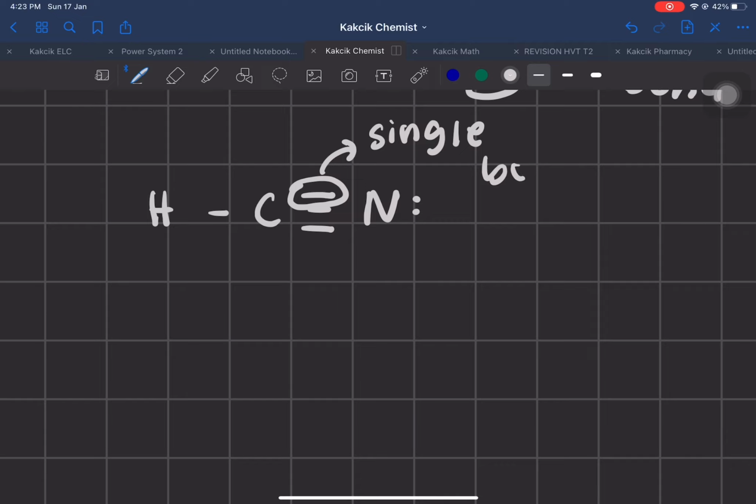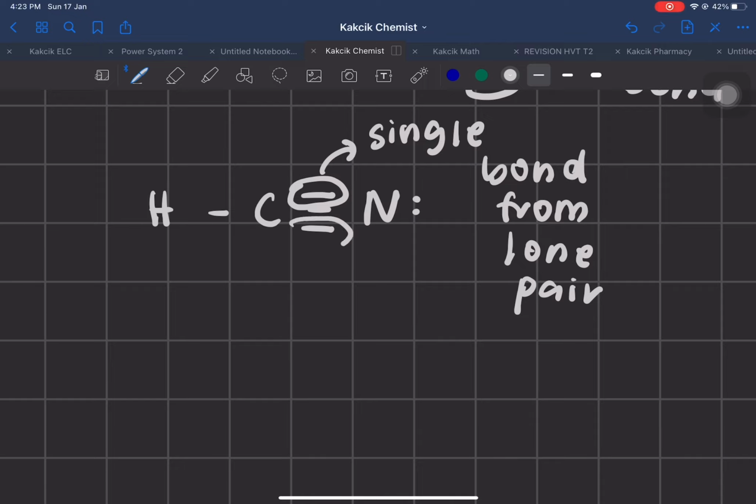Nampak tak? So C ada satu single bond dekat H, so dah jadi 2. Ada triple bond dekat N, so ada 6. So carbon dapat octet rule. Nitrogen also get their octet rule sebab kita ada lone pair dekat situ. Faham tak? So if tak faham, you can message me.